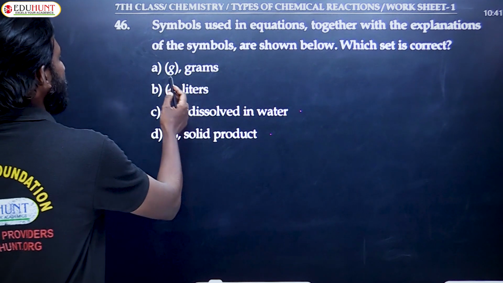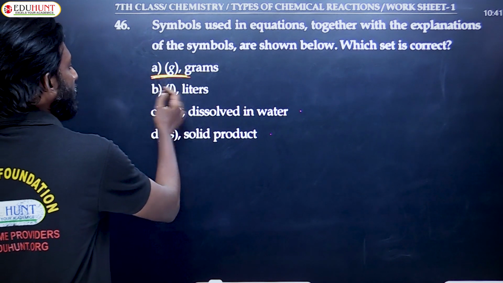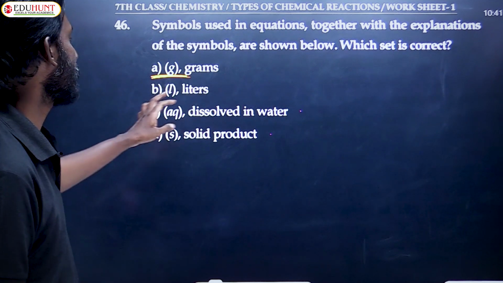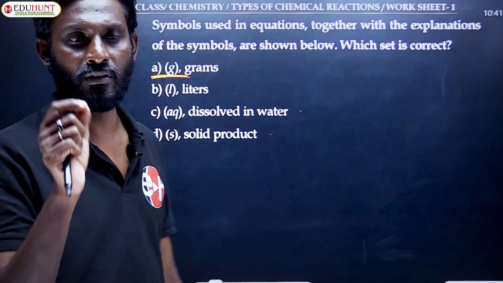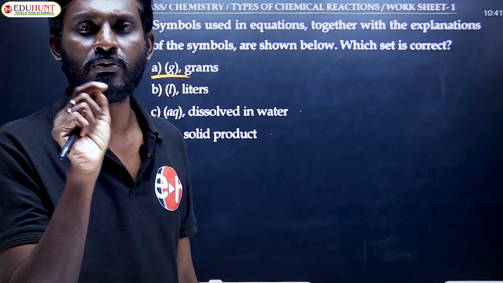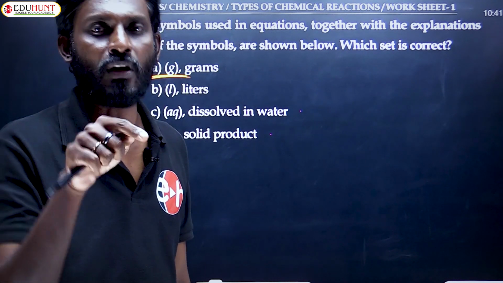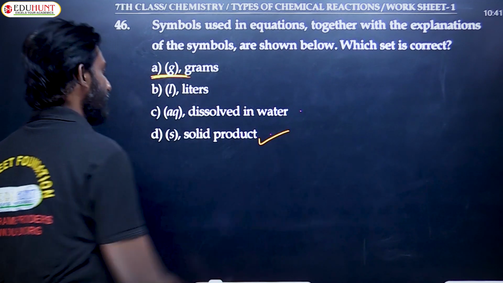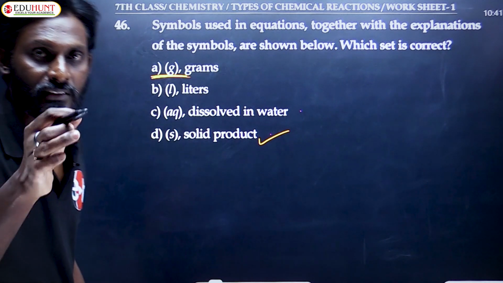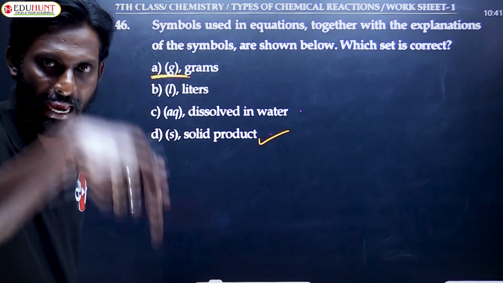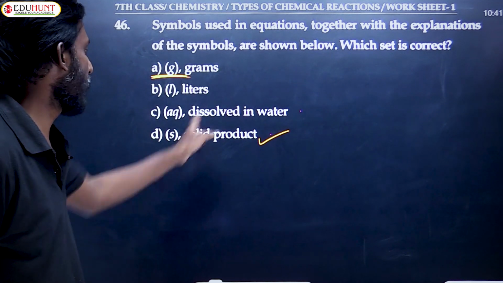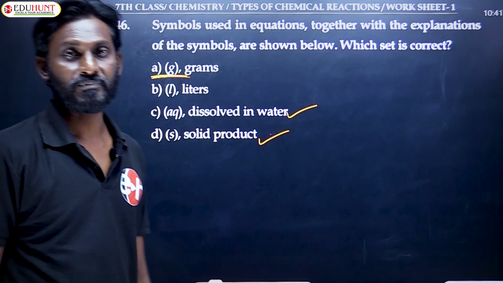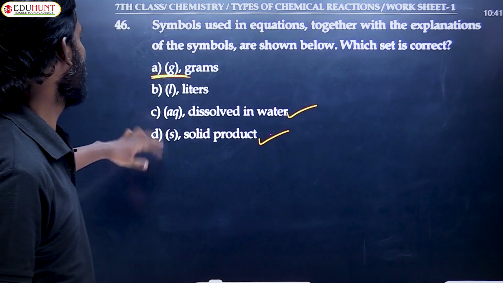See, G is not for grams. G is for gaseous state. And in a chemical equation, we are not supposed to use grams, right? If it is solid, we mention S as a subscript. And if something is dissolved in water, we call it aqueous solution, we write aq. And these two are correct.